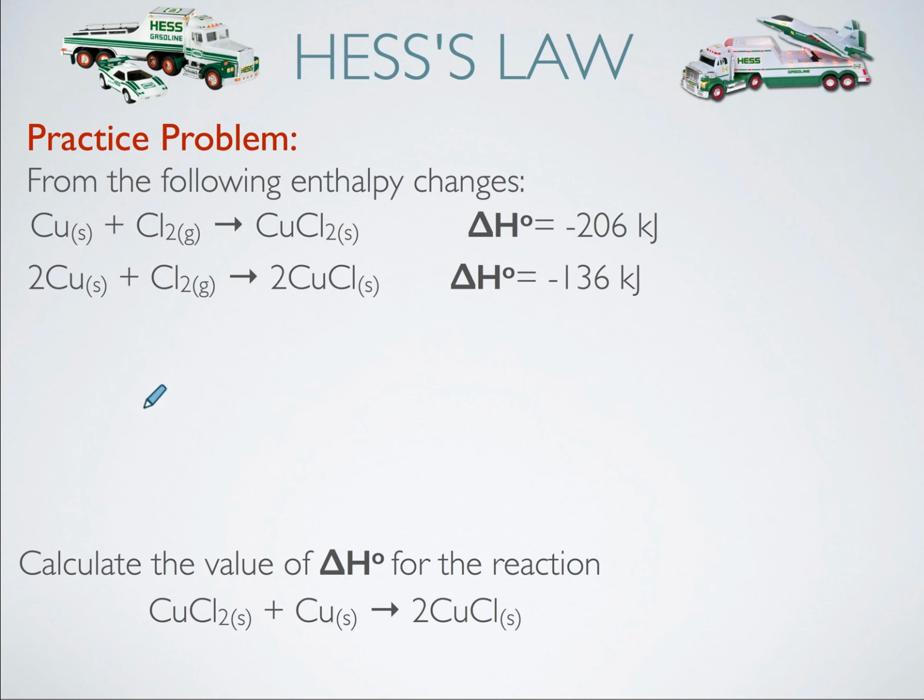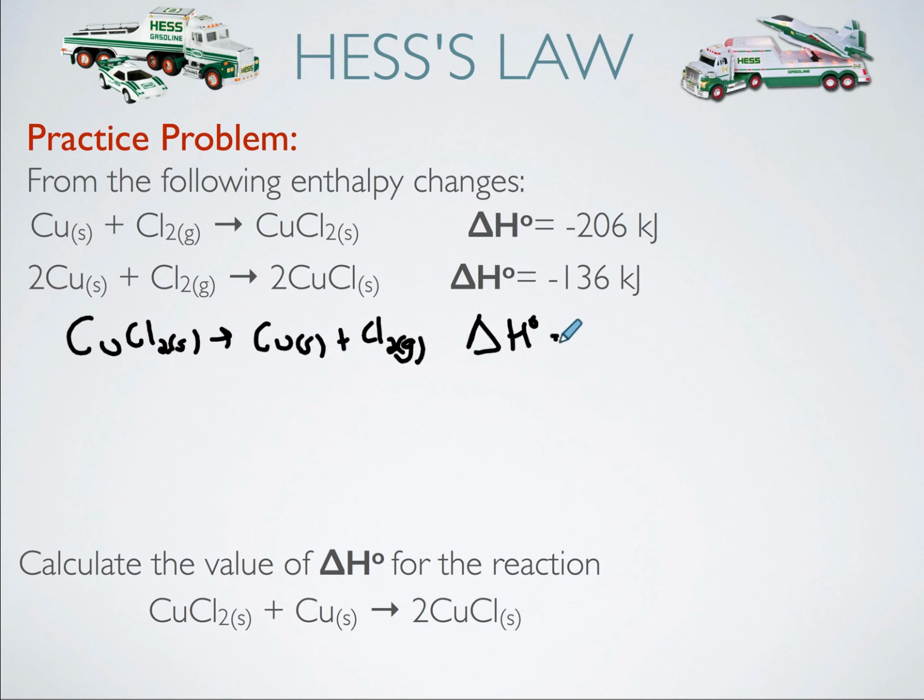Now there is a way that we could fix that. So I'm going to rewrite the top equation, CuCl2 solid is going to make Cu solid plus Cl2 gas. Now I'm allowed to switch the order of these two to make reactants products and products reactants, as long as I also flip the sign of delta H.